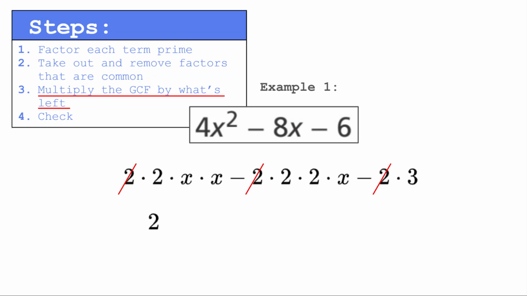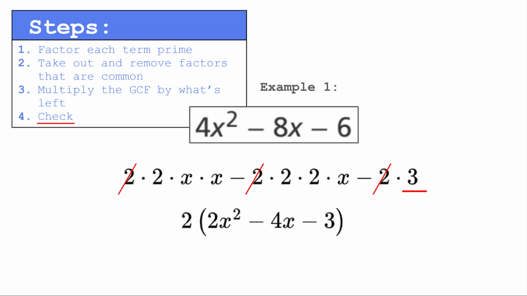I'm going to multiply the greatest common factor by what's left over in each term. So hopefully you can see in the first term, I've got 2 times x left over. And then I have minus 2 times 2 times x in the second term, and then 3 left in the third term. So now I'm going to simplify this to make it look a little better, which becomes 2 times x squared minus 4x minus 3, because I'm multiplying the greatest common factor by what's left over.